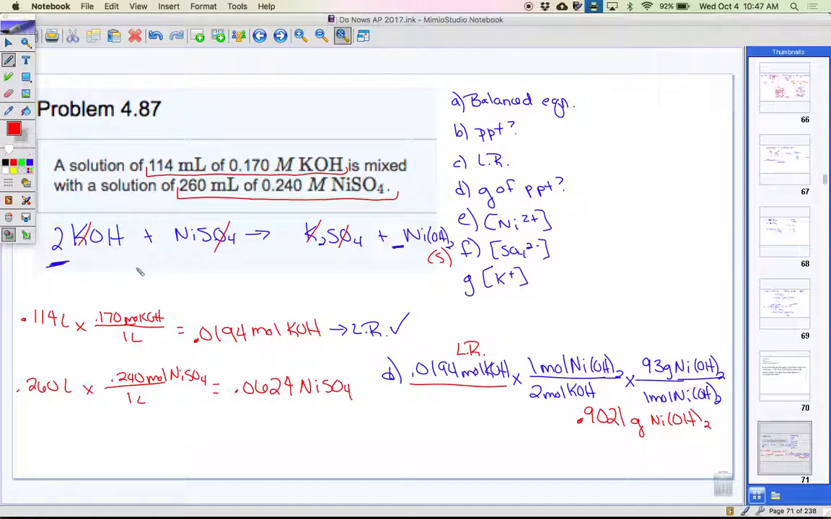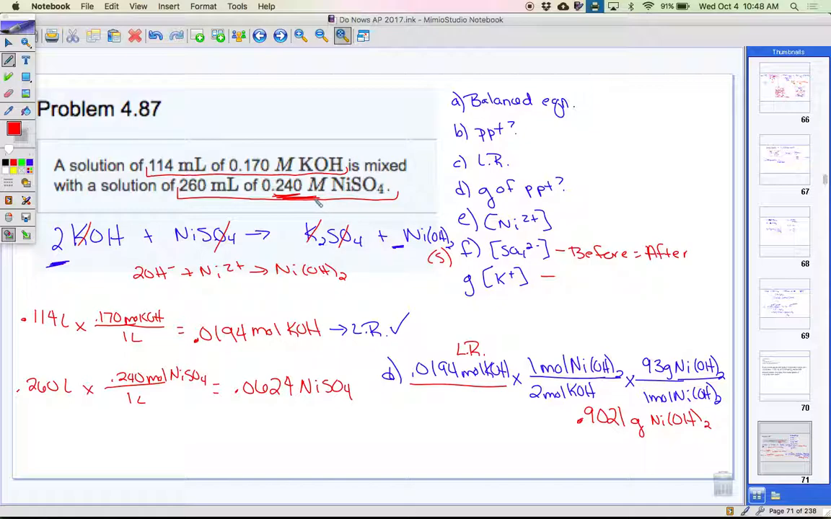And your net ionic is really 2OH minus plus Ni2 plus yields Ni(OH)2. So these 2 never change concentration, right? Whatever is there before is what's there at the end of the reaction. The number of sulfate ions that are in solution is the same before and the same after because it doesn't participate in the reaction. The problem is its concentration is not just this 0.24 molar.